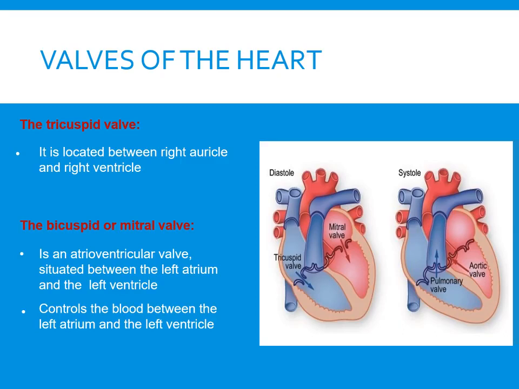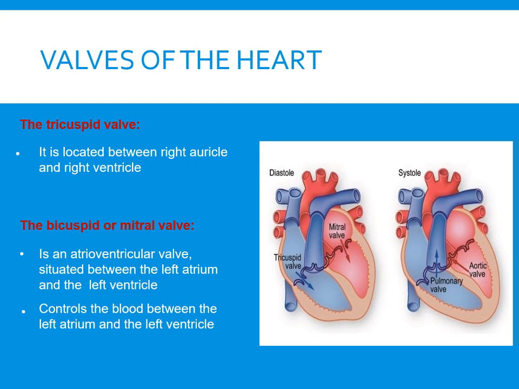The first wall which I am going to discuss is tricuspid wall. It is located between the right auricle and right ventricle. So you can see in the diagram, this is clear that it is present in between the right auricle and right ventricle. Second wall which is present in the human heart is bicuspid or mitral wall.